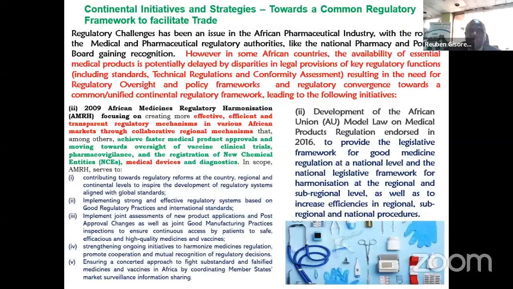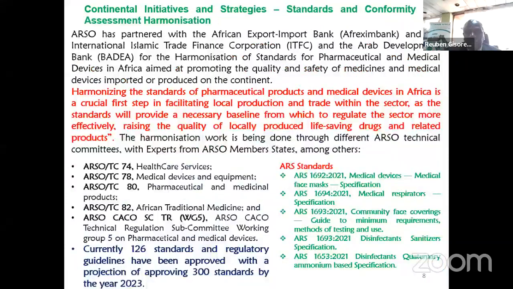Then we had TC82, looking at African traditional medicine. This TC also looked at what kind of traditional medicine interventions can be used to address the emergencies. Quite a number of standards were also done in that duration, and we are looking at the identified medicinal products that could be used during that time.